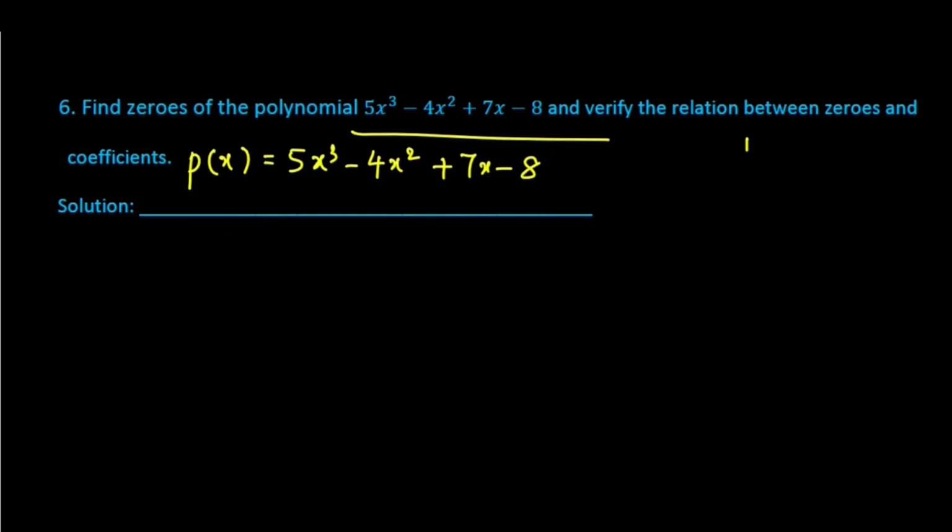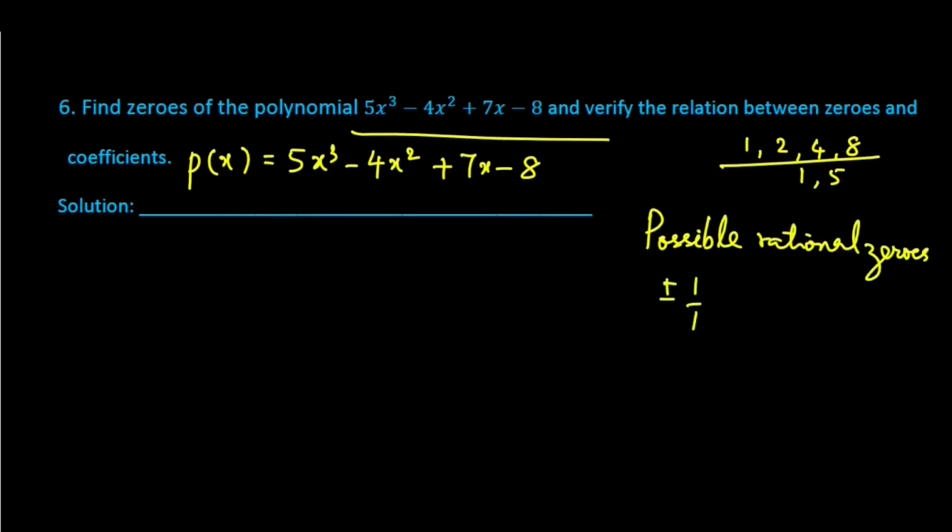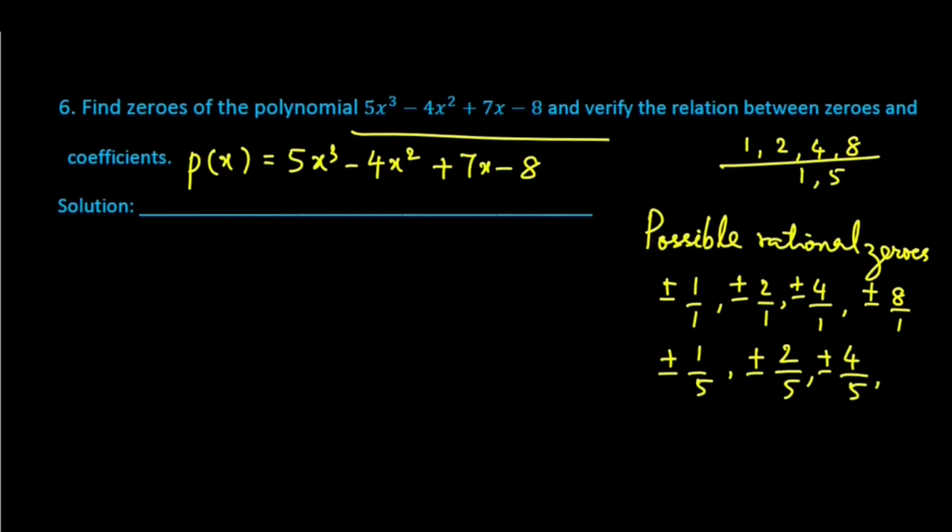Factors of 8 are 1, 2, 4, 8. This should be divided by factors of 5: 1, 5. Then what are the possible rational zeros? Plus or minus 1 by 1, plus or minus 2 by 1, plus or minus 4 by 1, plus or minus 8 by 1. Then plus or minus 1 by 5, plus or minus 2 by 5, plus or minus 4 by 5, plus or minus 8 by 5.